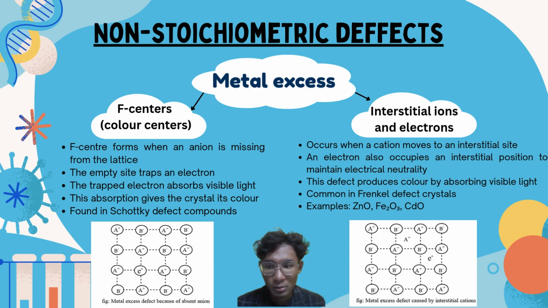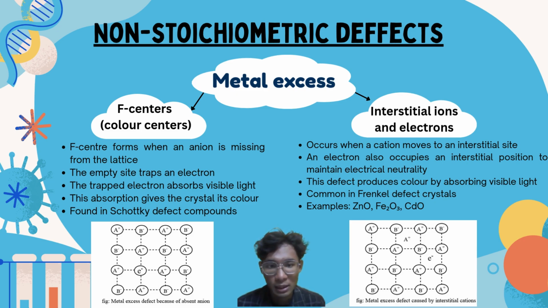This type of defect is commonly found in Schottky defect compounds. For example, a colorless stoichiometric sodium chloride crystal, when heated in the presence of sodium or potassium vapor, will rapidly quench and incorporate extra sodium or potassium atoms into the lattice. This atom ionizes to form sodium or potassium ions that occupy normal cation sites, while the electron becomes trapped in anion vacancies, forming F-centers. As a result, the sodium chloride crystal turns yellow.